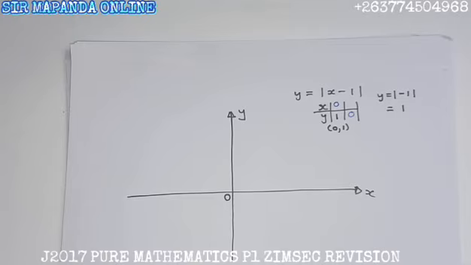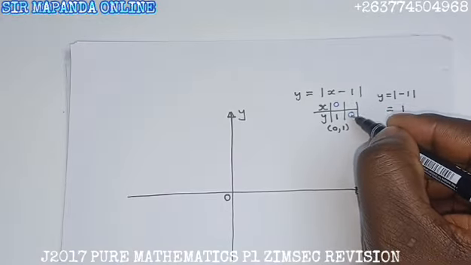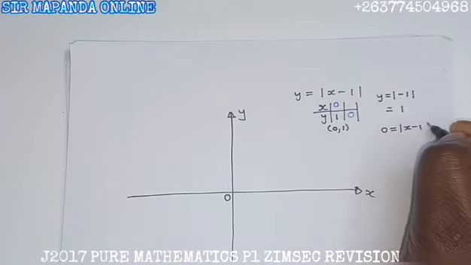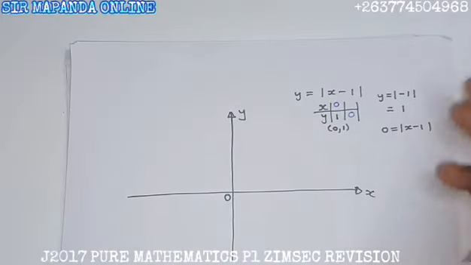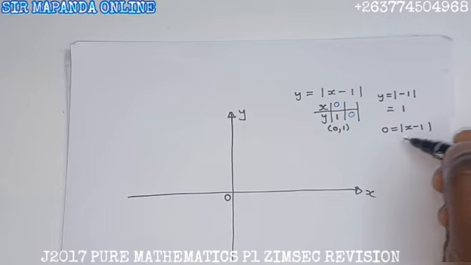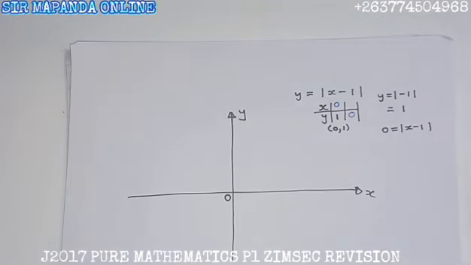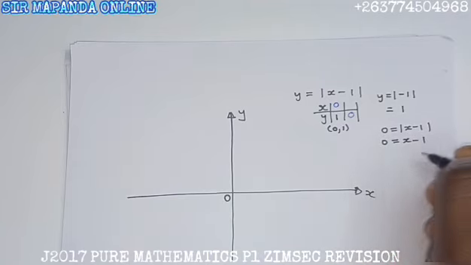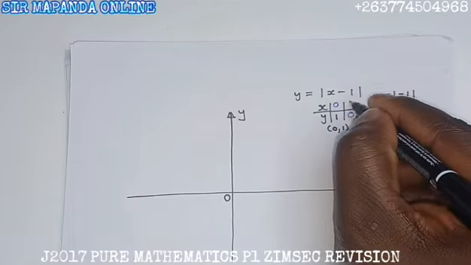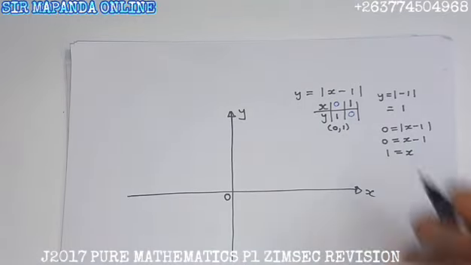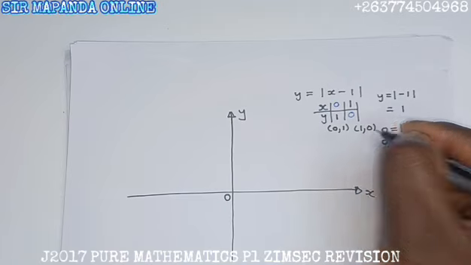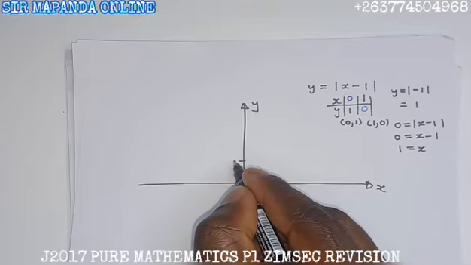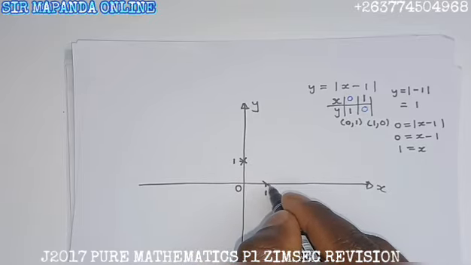We move on to the next. We want to find the value of x when y is 0. So you are saying 0 equals modulus of x minus 1. If we have a 0, we can ignore the modulus since the square root of 0 is 0. So you get 0 equals x minus 1, so 1 equals x. Meaning when y is 0, x equals 1. This is the second point. So you have 0, 1 and 1, 0.